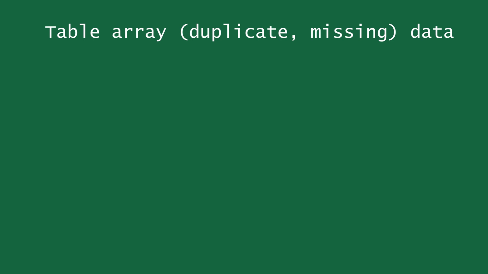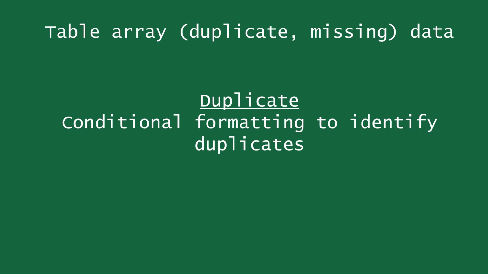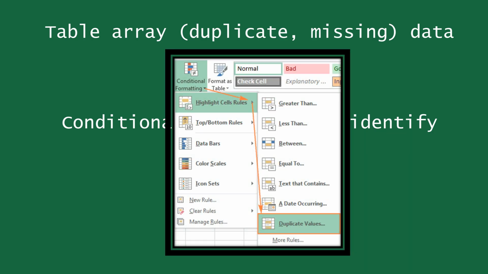For duplicates, you could visually inspect the data for duplicates, but that does not work well with large datasets. A better method to check for duplicates is using the built-in function within conditional formatting to identify duplicate data elements. With two or three clicks of your mouse, Excel will identify the duplicate records for you. How do you do this?